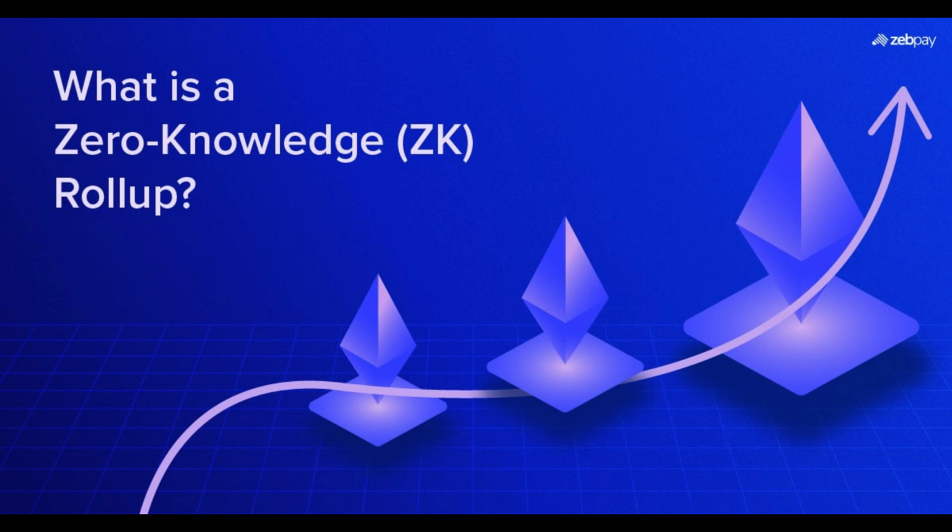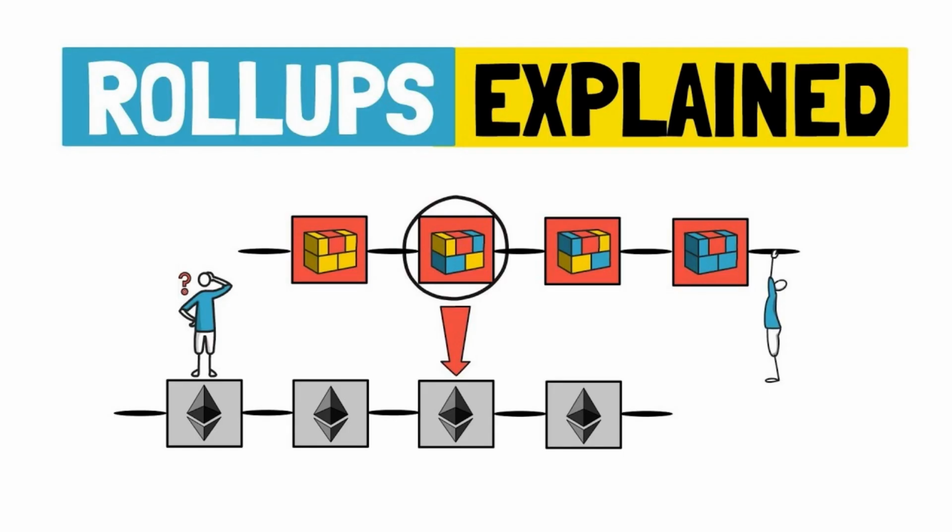Part 4. What are the benefits of zkSync rollups? There are several benefits of zkSync rollups that make them an attractive scaling solution for the Ethereum network. Here are a few. Increased transaction throughput. By processing transactions off-chain, zkSync rollups are able to greatly increase the number of transactions that can be processed per second on the Ethereum network.